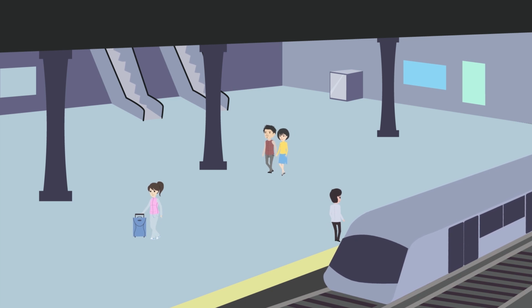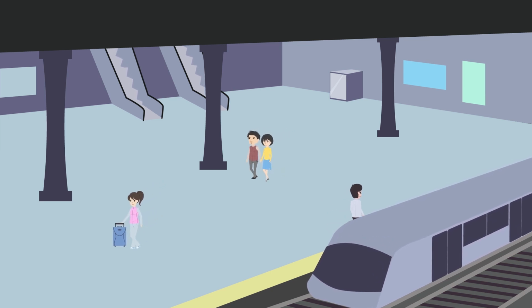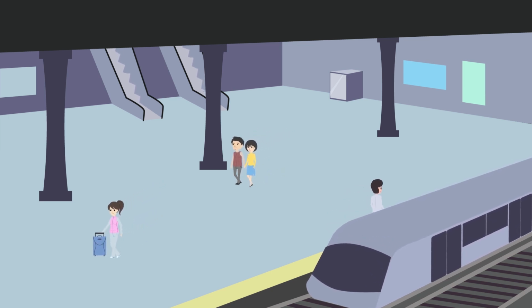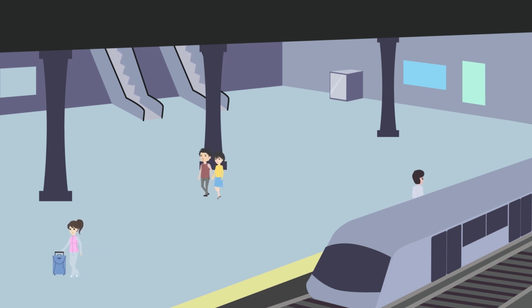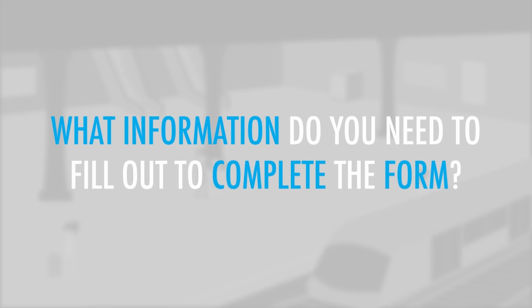You are at a lost and found office at a train station where you're hoping to retrieve a wallet that you've lost. The staff member presents you with a form to fill out. What information do you need to fill out to complete the form?